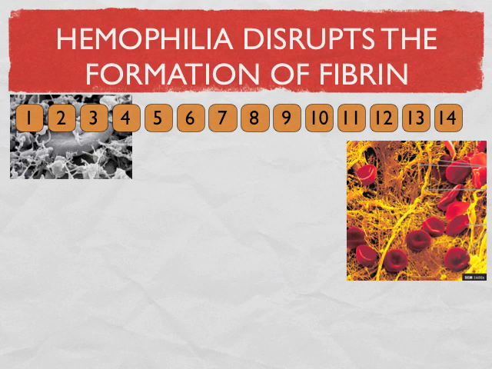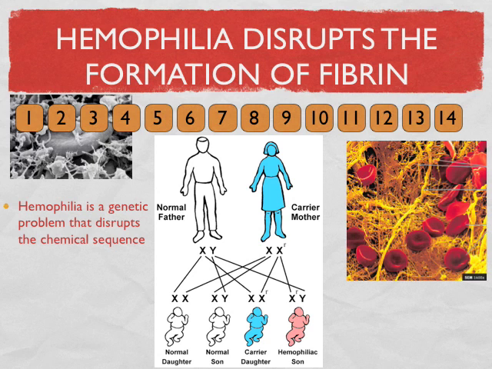And this is the case in a disease called hemophilia. It disrupts the formation of fibrin. It's a genetic disease, and it's actually sex-linked, too. And we haven't discussed genetics before, but it is found on the X chromosome, and in a male who only has one X chromosome, if he has the hemophilic gene, then he has the disease. If he doesn't have it, then he doesn't.